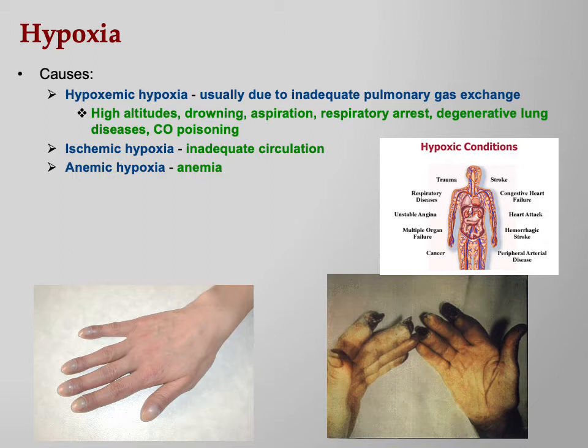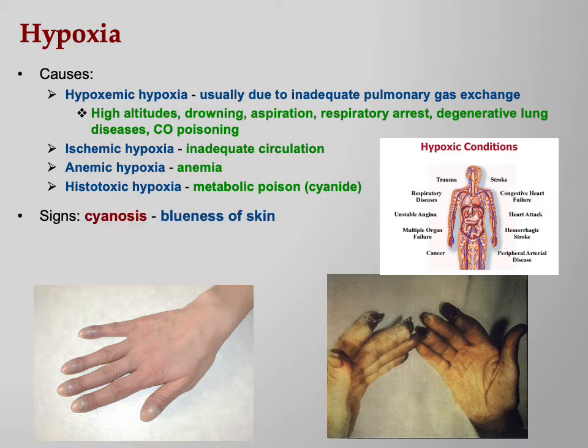Anemic hypoxia, so anemia. Remember that you've got enough blood pumping through your body, but the blood's not carrying enough oxygen, like you've had an iron deficiency. Iron deficiency anemia, all right? Not enough oxygen going to your tissues, so hypoxia can come about through anemia as well. Histotoxic hypoxia: metabolic poisons like cyanide will rob your ability to deliver oxygen to the tissues.